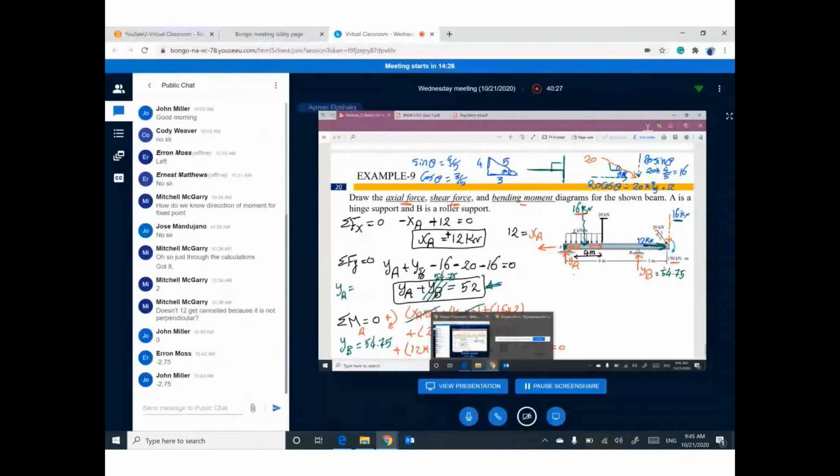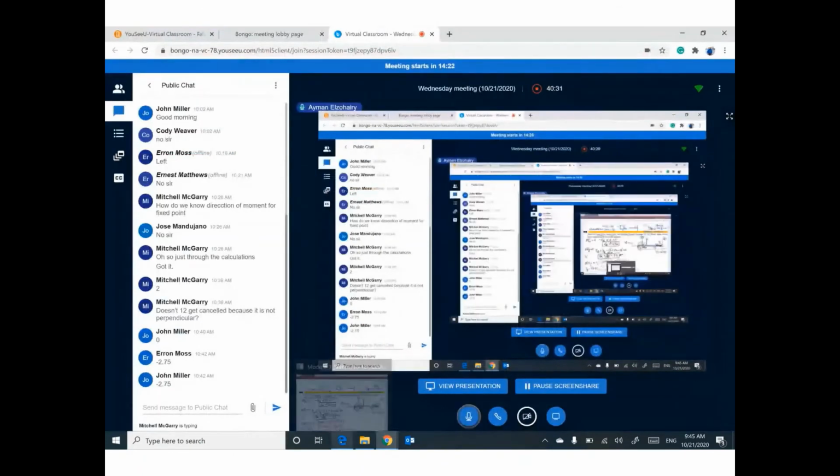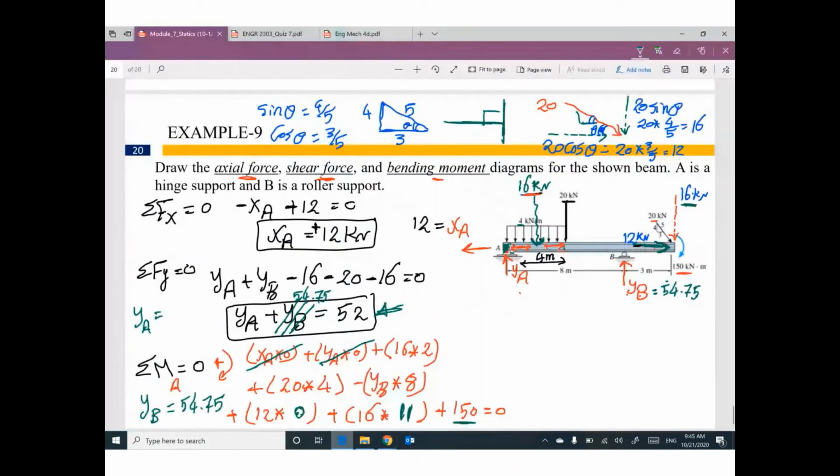Negative 2.75. Anybody can tell me what is the meaning of negative? Negative means for YA, you assumed the wrong direction. I assumed YA to go up. No, it's wrong. This reaction must be down. How much? 2.75. So the correct direction for YA must be down.